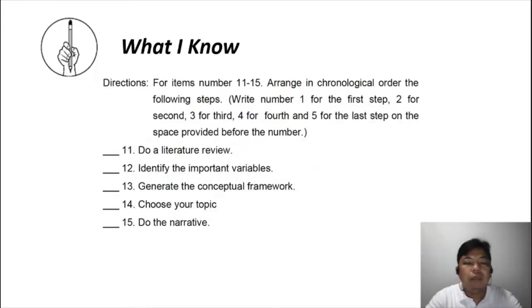Okay, and for the next activity, the directions for this is for items number 11 to 15. Arrange in chronological order the following steps. Write 1 for the first step, 2 for the second, 3 for the third, 4 for the fourth, and 5 for the last step on the space provided before the number. So you're going to be arranging the steps, for number 11 to 15. So you just write your answers on the given space.